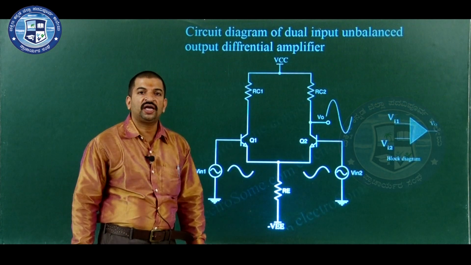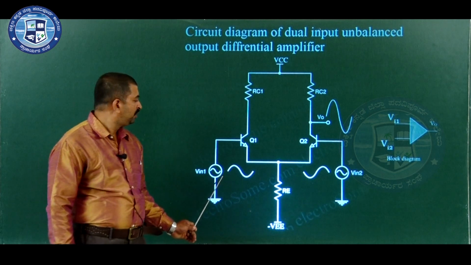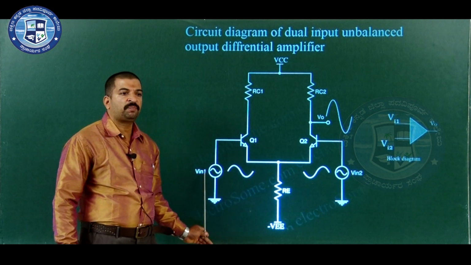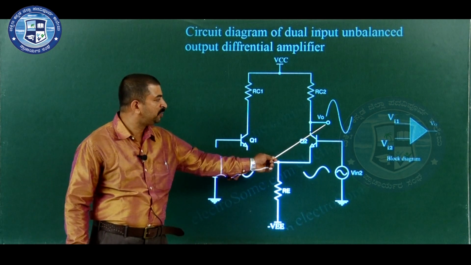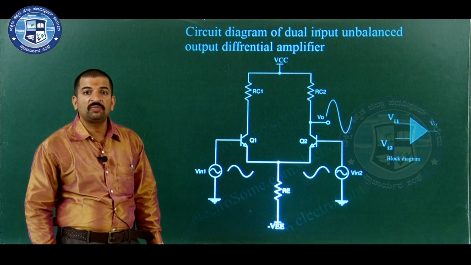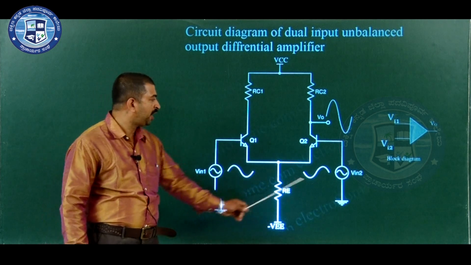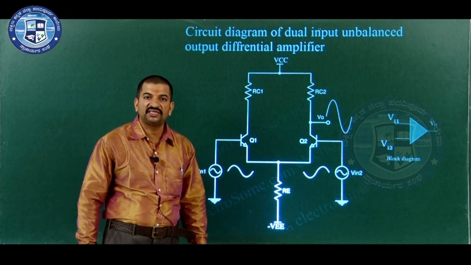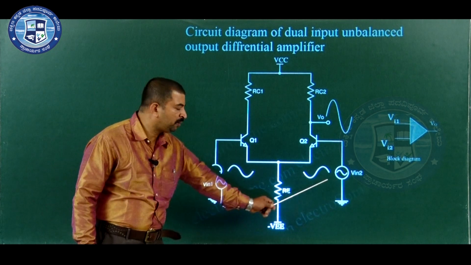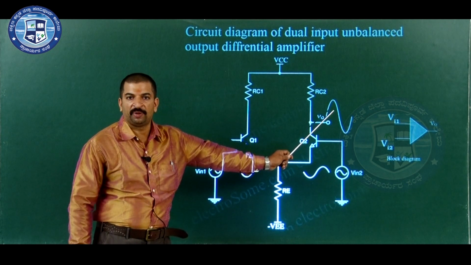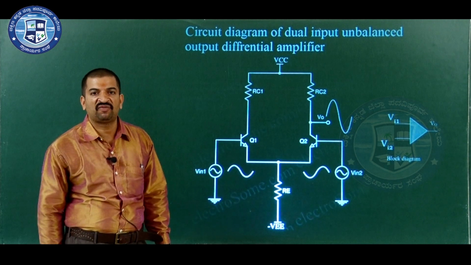Look at the circuit diagram of the dual input unbalanced output differential amplifier. Here input signals are applied to both input terminals of the amplifier. The output signal is measured across the collector terminal of one of the transistors with respect to ground. So, the name dual input unbalanced output differential amplifier. There are two inputs but only one output terminal.